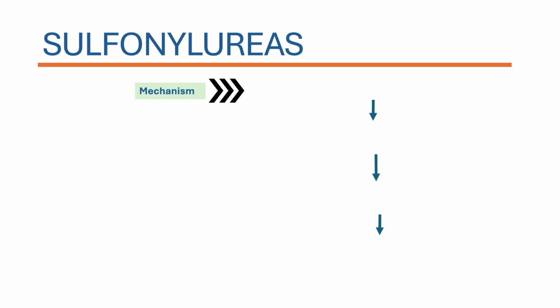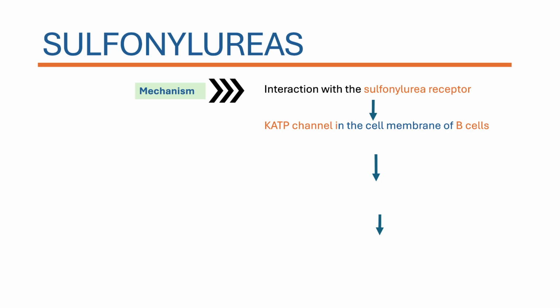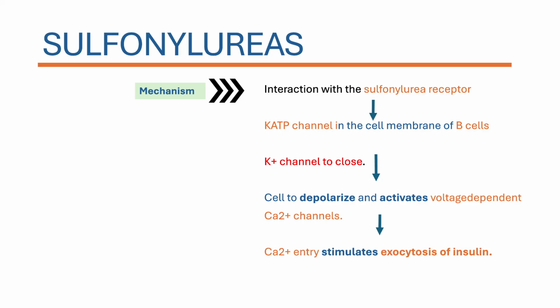Coming to the mechanism of action, how do they increase the insulin release from the functioning pancreatic beta cells? Sulfonylureas interact with the sulfonylurea receptor, which is the potassium ATP channel present in the cell membrane of the beta cells. By activating the sulfonylurea receptors, sulfonylureas close the potassium channel. Thereby the cell undergoes depolarization, and along with that they activate the voltage dependent calcium channels. The entry of calcium will stimulate the exocytosis of insulin, meaning the insulin will be released into the circulation.